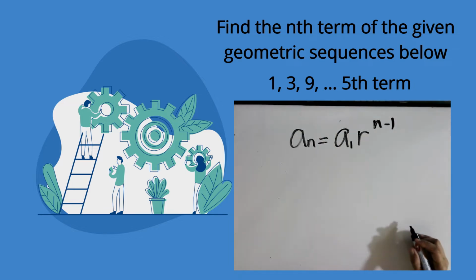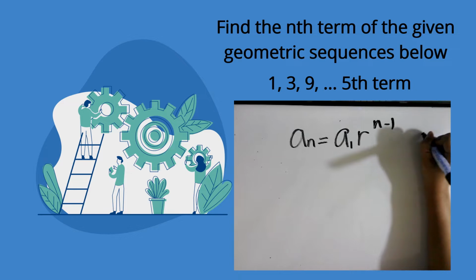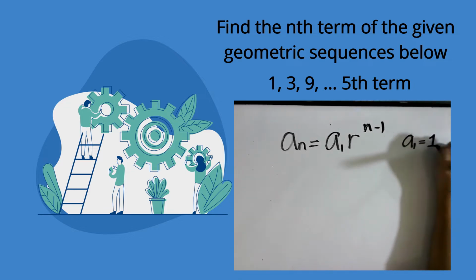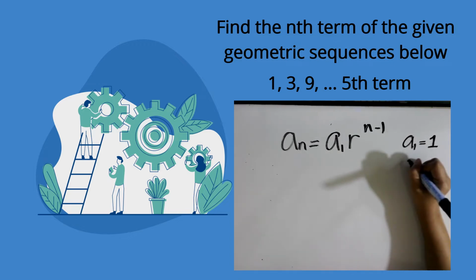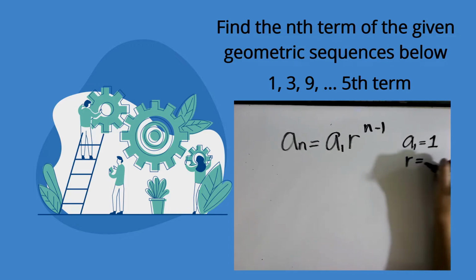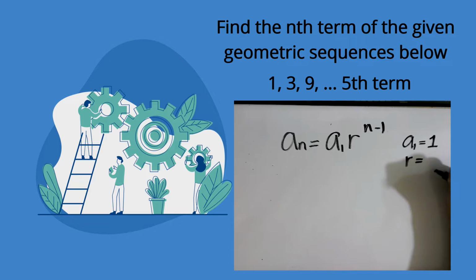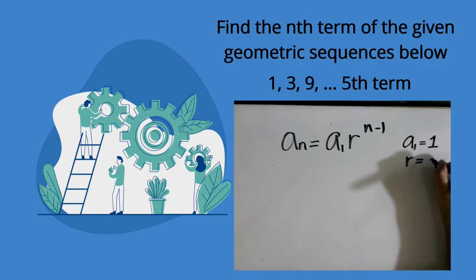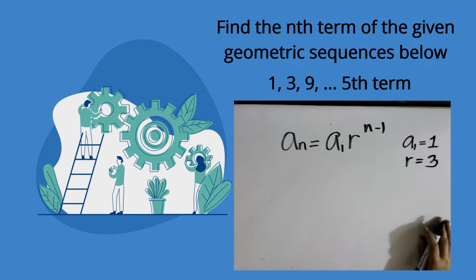So, bago natin ma-substitute, tukuyin muna natin. Sino ba ang ating first term o a sub 1? So, ang ating a sub 1 ay, of course, 1. Next, ano ang ating common ratio? So, yung common ratio, we can obtain it by dividing a term from its preceding term. So, 9 divided by 3 is equal to 3. Ganon din sa 3 divided by 1 equal to 3. So, our common ratio is 3.